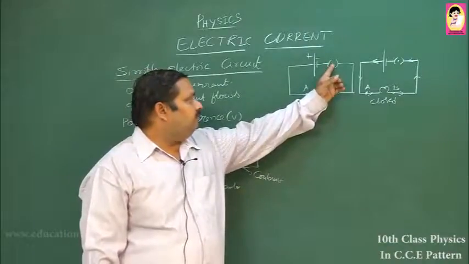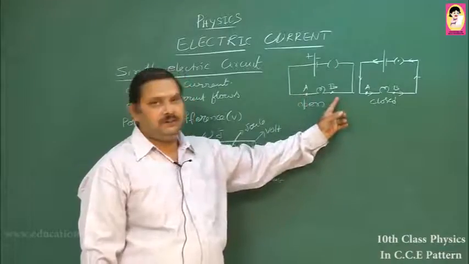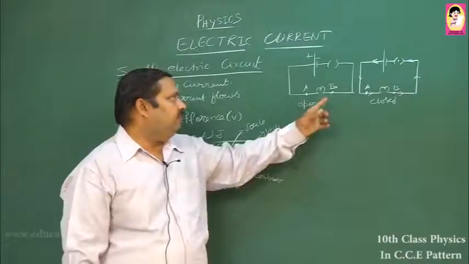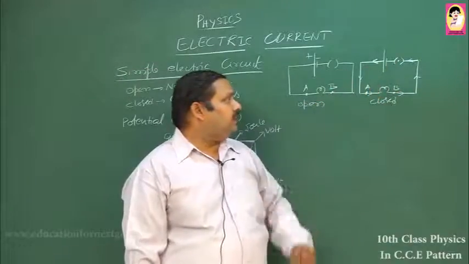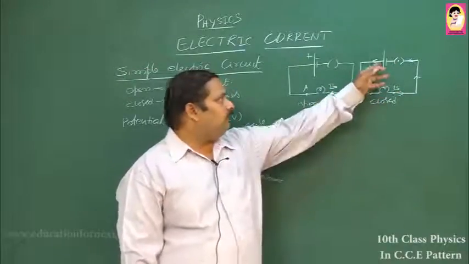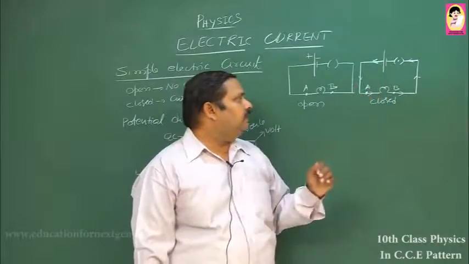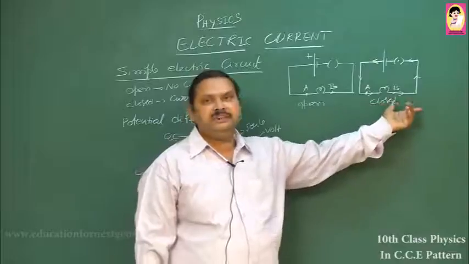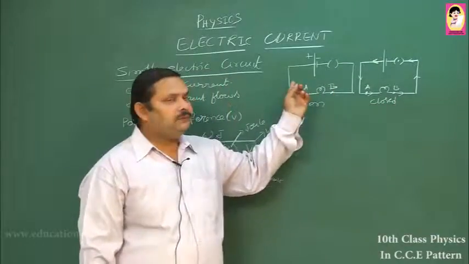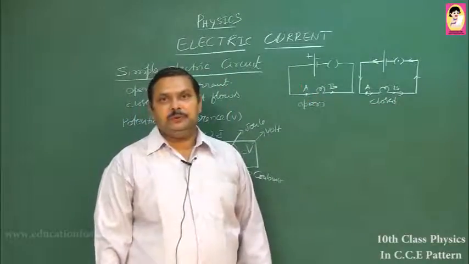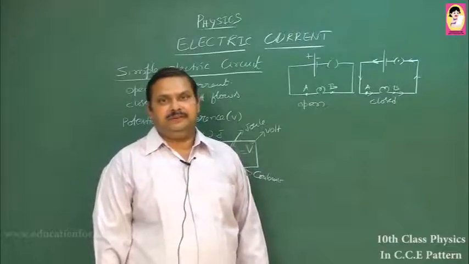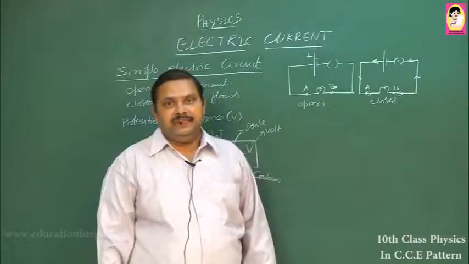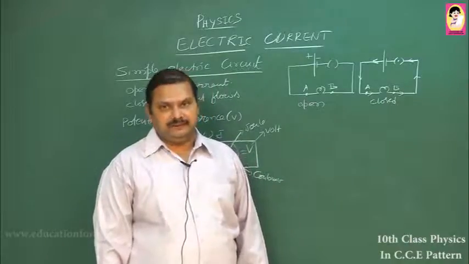When the switch is off, there is no current in the circuit, and that circuit is called an open circuit. When the switch is on, current starts to flow from the positive terminal to the negative terminal, and in this situation the circuit is called a closed circuit. In the open circuit, you are not supposed to show the direction of current using arrow marks, whereas in the closed circuit you have to show the direction of current using the arrow marks.